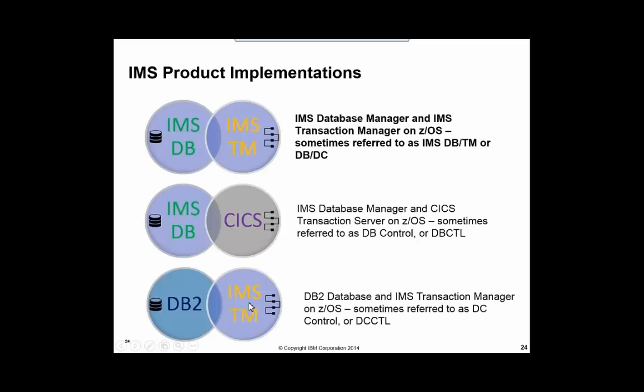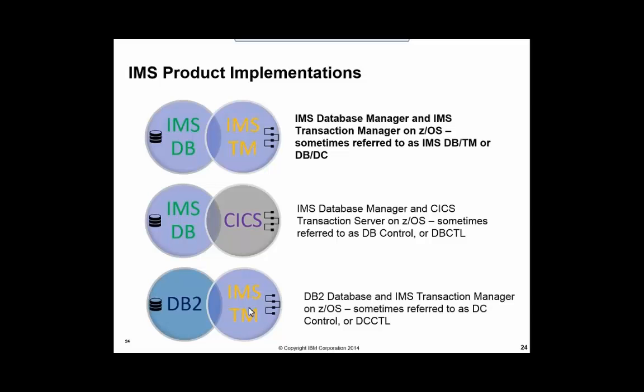Now, let's talk about IMS product implementations. How do IMS clients typically use these products? So there are different combinations that customers use when it comes to IMS, and that's what I'm going to cover on this particular page. Some customers will use both IMS TM and DB. IMS TM will be used for processing of transactions, and IMS DB will be used to store IMS data. This is known as an IMS DB-TM environment, or in the 80s they used to call it DB-DC. So you'll often hear, when you're speaking to somebody who works in IMS, they'll say, yeah, I work at a DB-DC shop.